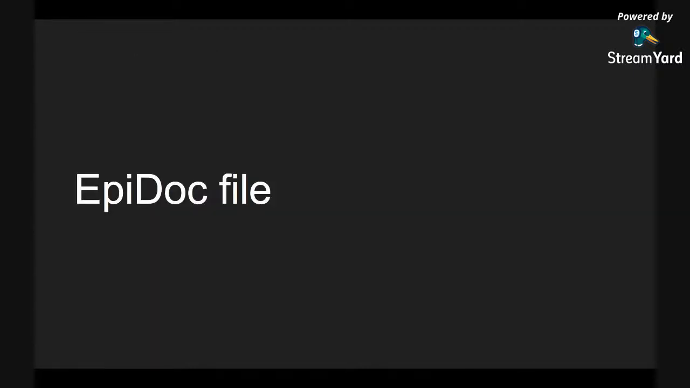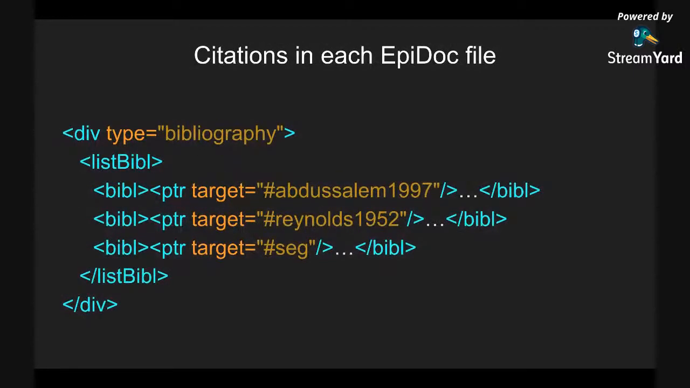So you make various decisions in how you encode your corpus bibliography, and then in the individual EpiDoc file, you have a slightly different kind of bibliography. What you have in here is your div type bibliography, which again has a list bibl, and it has various bibliographical entries in it.